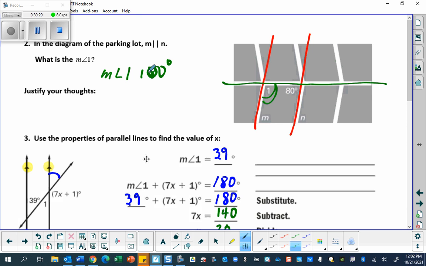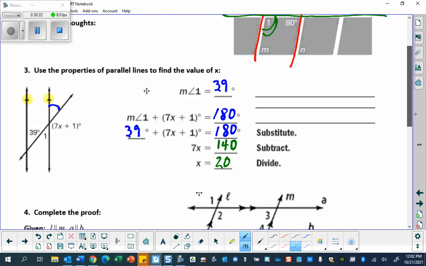So here's where we're going. We're going to be using the properties of parallel lines to help justify why we're doing what we're doing. I'm given that those lines are parallel by the diagram. I'm given one 39-degree angle, and right away I can say the measure of angle 1 is 39 degrees. How come?